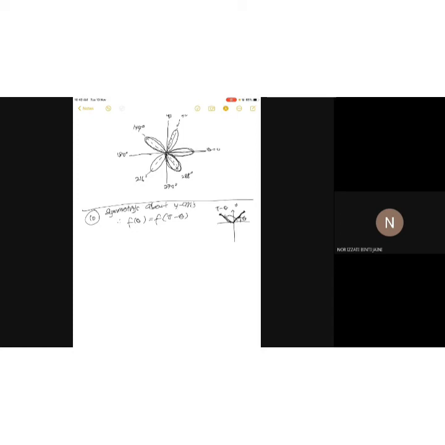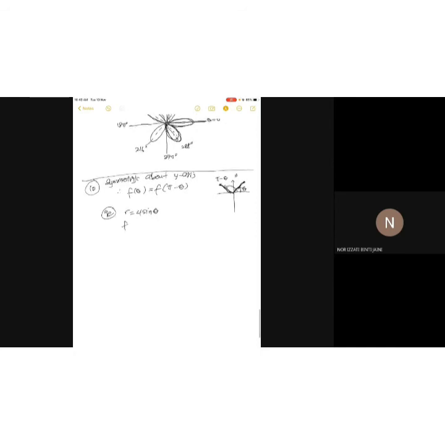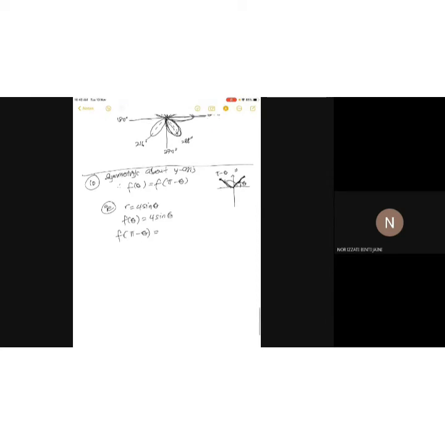Okay, saya tak perlu nak hafal formula tu sebenarnya. You, as long as you faham kenapa dia dapat pi minus theta kat situ. Okay, so kalau 9E, saya ambil dulu 9E. R equals to 4 sin theta. So this is your f theta lah. F theta maksudnya sama dengan 4 sin theta. Now kita nak provekan f pi minus theta sama tak dengan f theta, which is 4 sin theta.